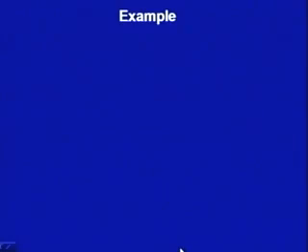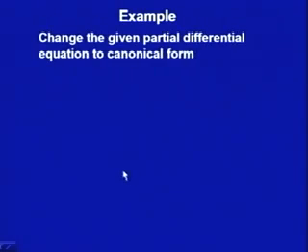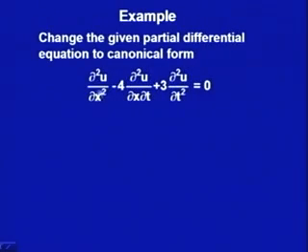Let us do one more example. So, now we have this equation ∂²u/∂x² minus 4 times ∂²u/∂x∂t plus 3 times ∂²u/∂t² is equal to 0. We want to change this differential equation to its normal form. What we do is again first find out the type of the equation and then use the characteristic to change it to the normal form.